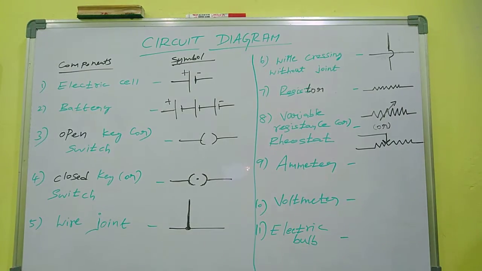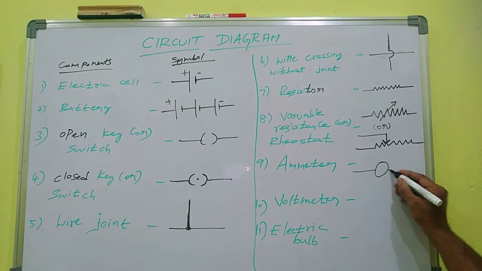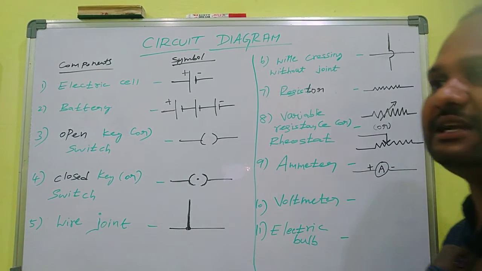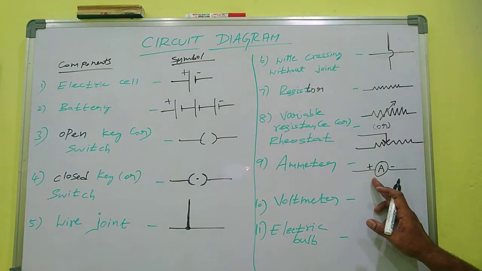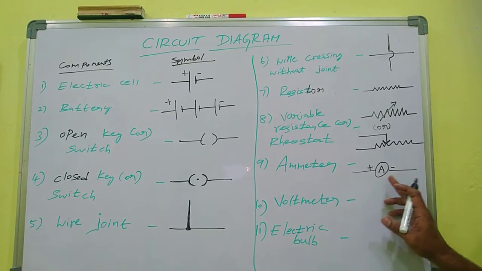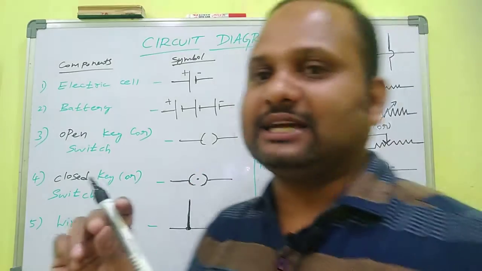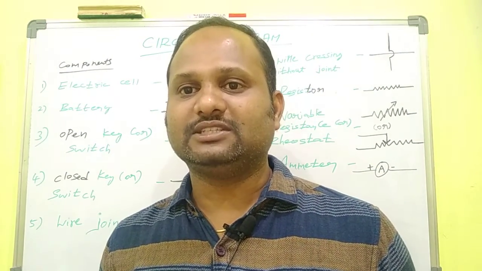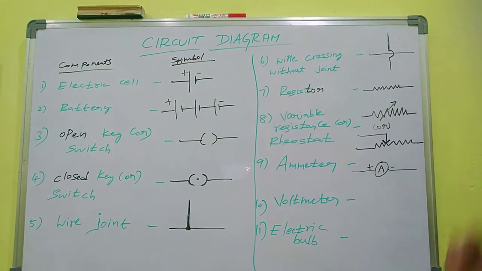Okay. The next is ammeter. We know very well about ammeter. Ammeter is a device used to measure the amount of electric current flowing in the circuit, which can be represented by the symbol A. Plus and minus indications are necessary because the positive terminal and negative terminal of the ammeter are connected in the circuit. So plus and minus should be represented while drawing the circuit diagram.